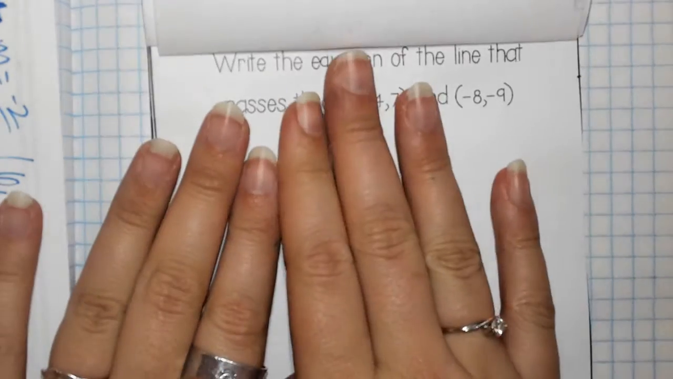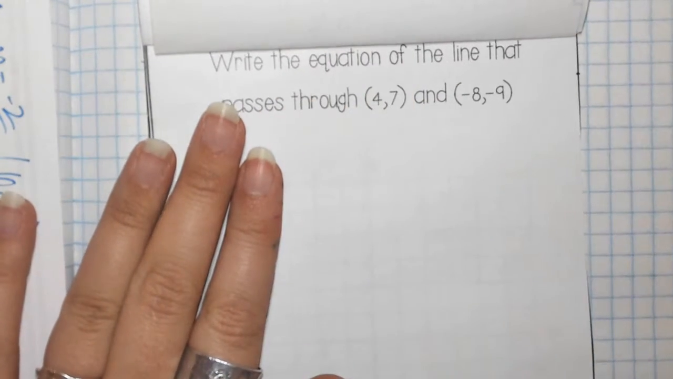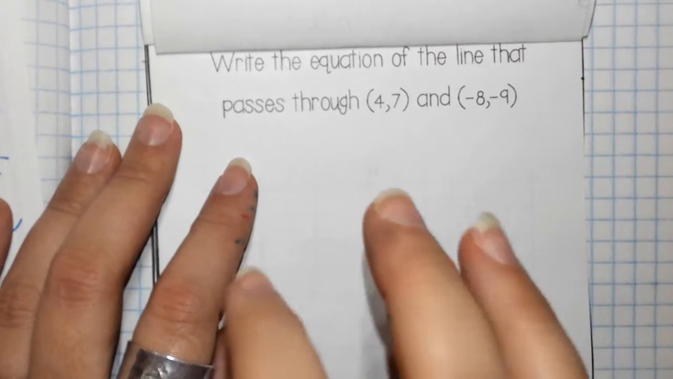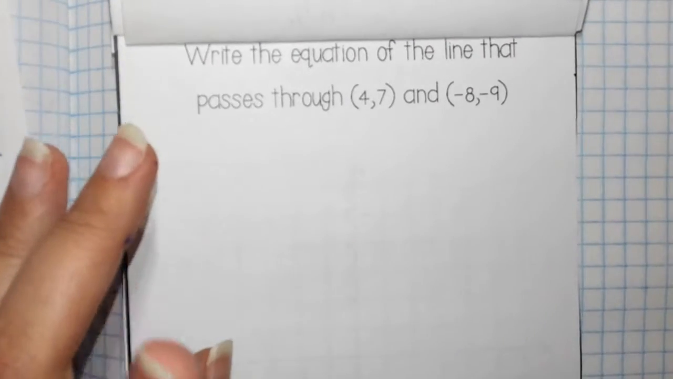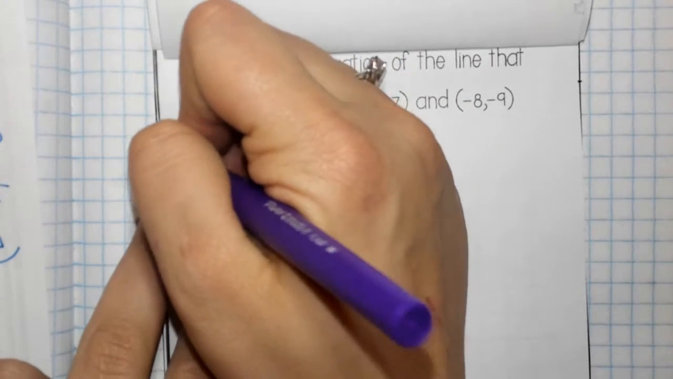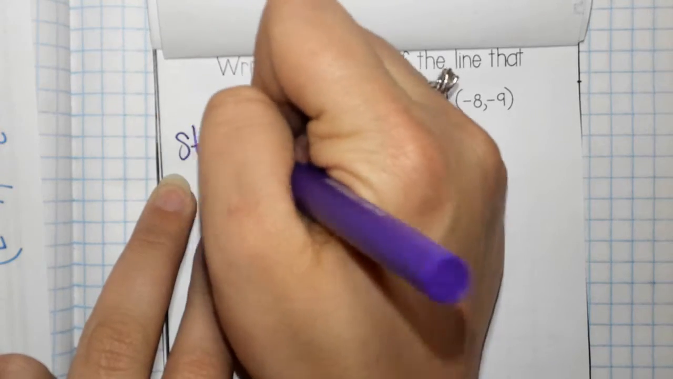Alright, so this time we have 2 steps to do this. They give us 2 points. So what do we need to find for point slope form? What do they not give us? The slope. Do we know how to find the slope? Yes. Alright, so everybody writes step 1.